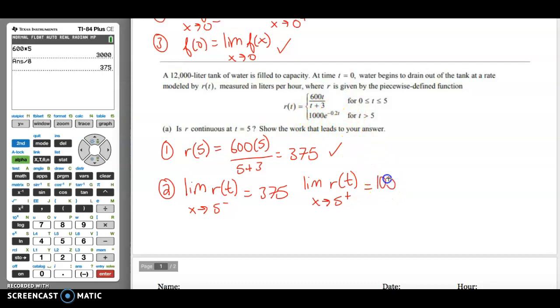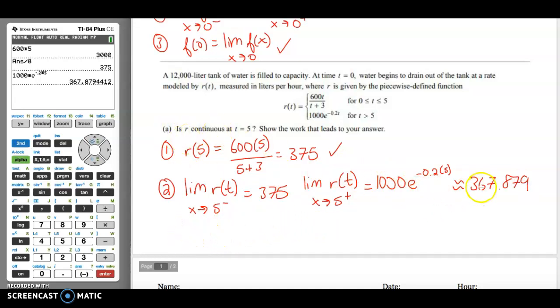So I'd have 1,000 times e to the negative 0.2 times 5. So that is, I guess I should use approximately symbols there, approximately 367.879.